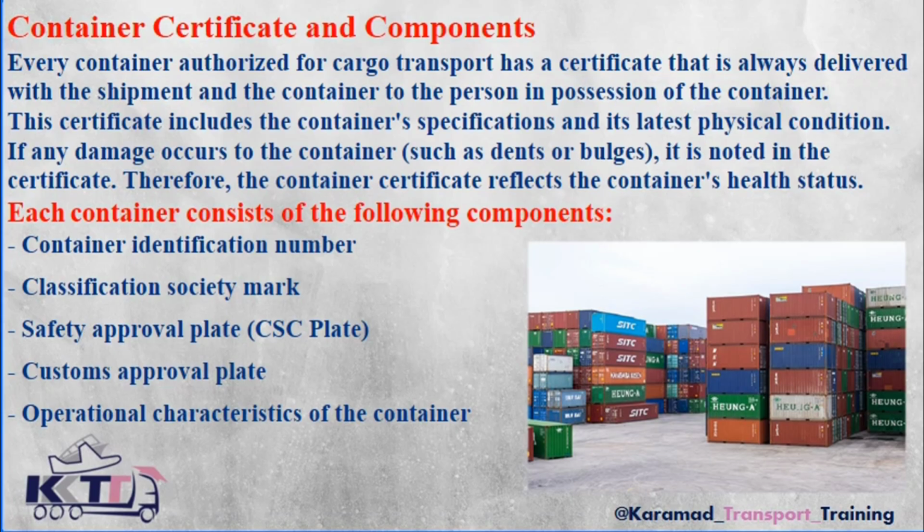Also, each container is made up of different components. One is the container identification number, which is the same container number we all know, and the second is the classification society's mark, which I will explain to you in detail in the next section. The Container Safety Certificate, or CSC Plate, which you've probably heard of, the Customs Approval Plate, and the operational characteristics of the container. These will all be explained to you in detail in the following section.